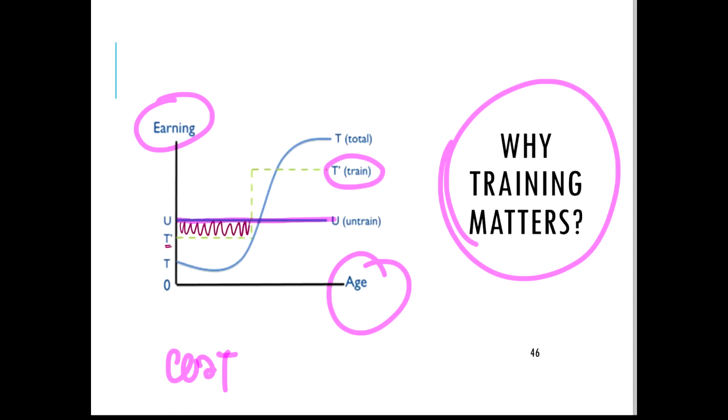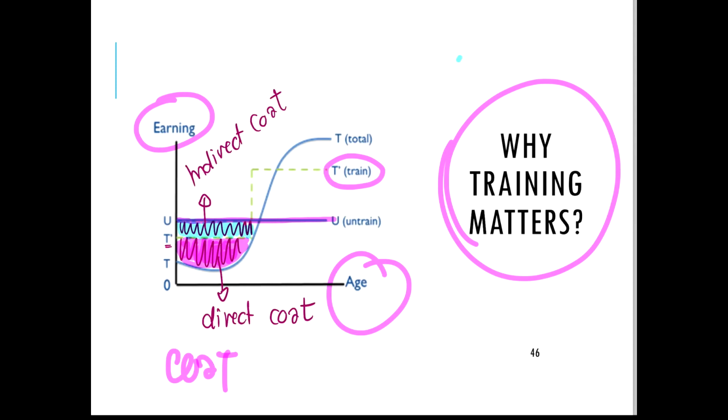If they are going to train, they have to pay for the training with the direct cost, okay? Direct cost, we show the cost of training. But another one, this blue square here, is the indirect cost, or opportunity cost.